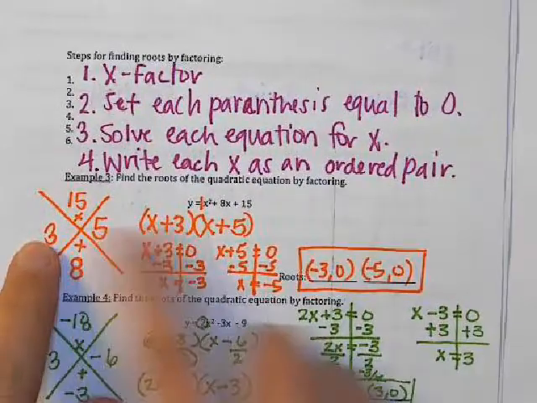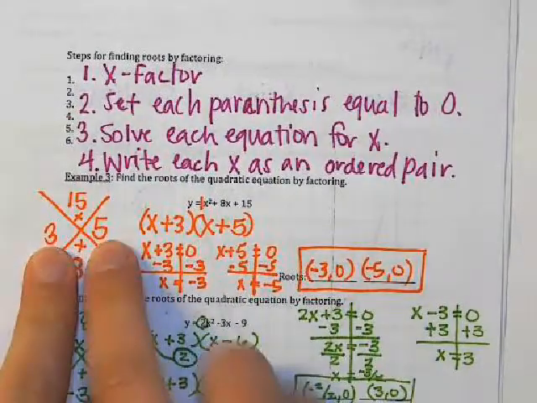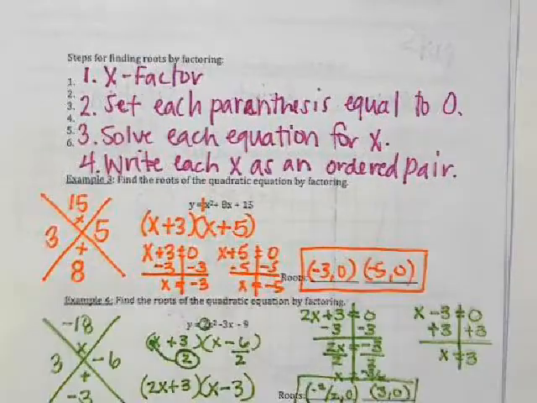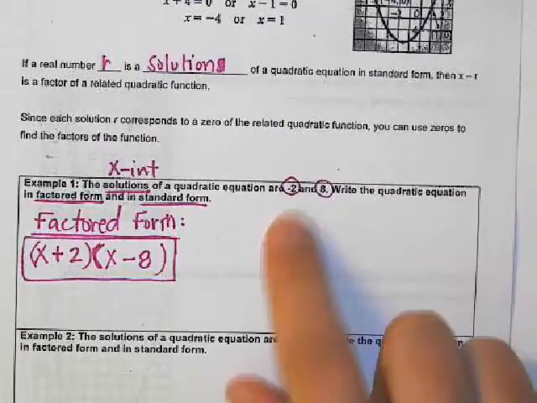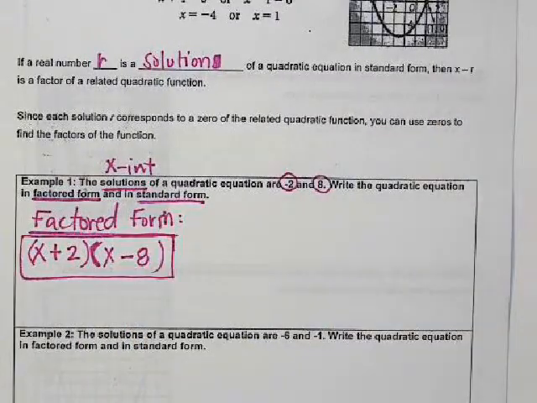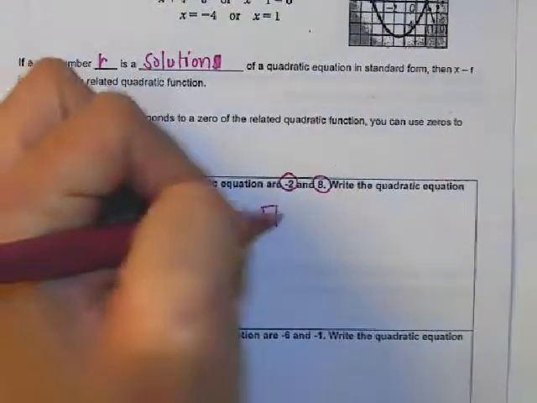Do we do that when we do x factor? Do we change the sign going from the x to the parentheses? Not when you're doing x factor. It's only when it gives you the roots, and we have to go backwards to here. Okay, that's factored form. Now we're going to talk about standard form.